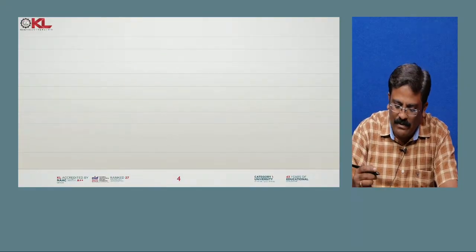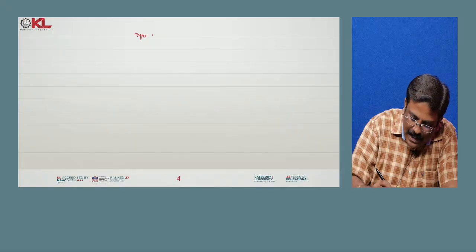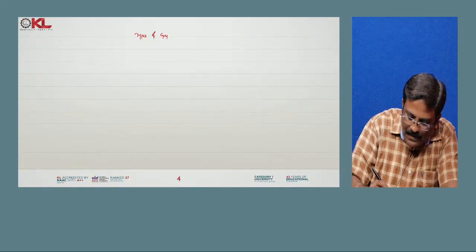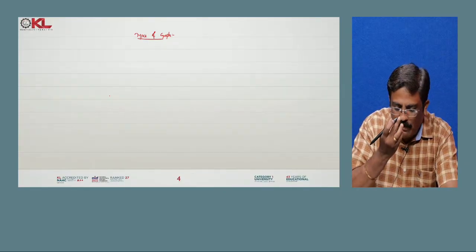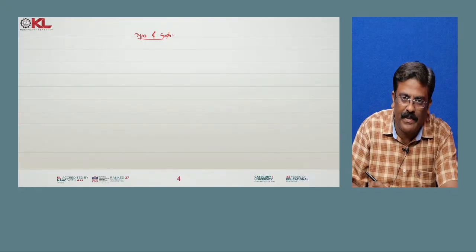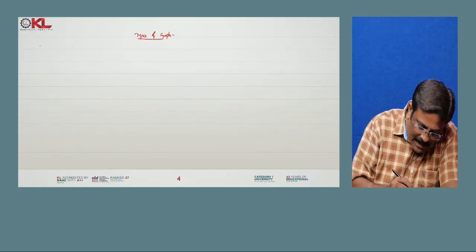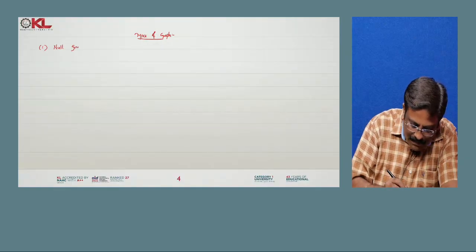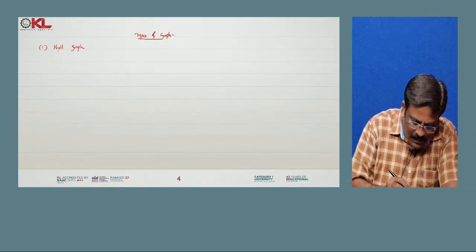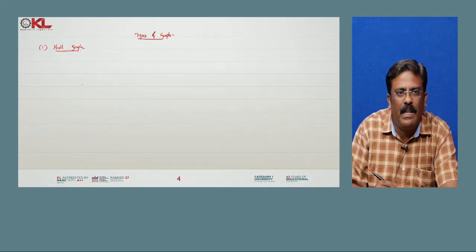Now we try to understand what the different types of graphs are. There are 10 types of graphs available. Let me see one by one what the different types are. Let's assume the first category of graph is the null graph.